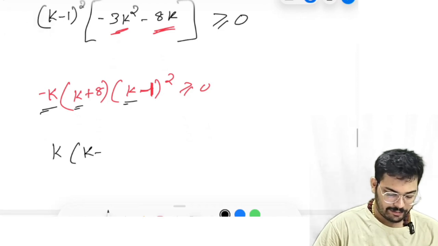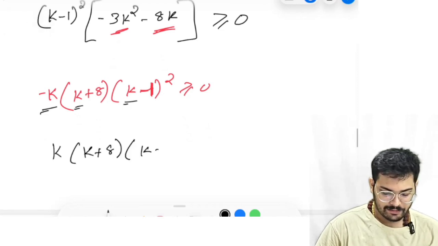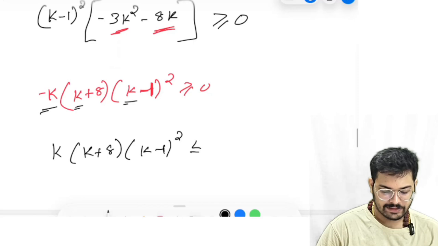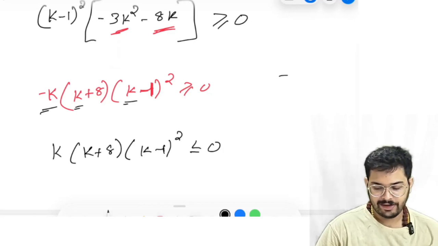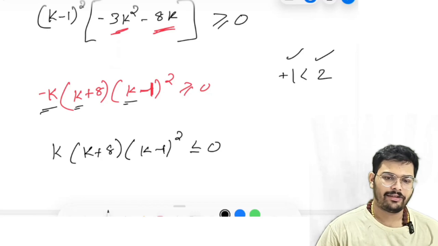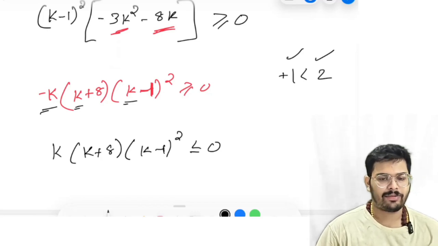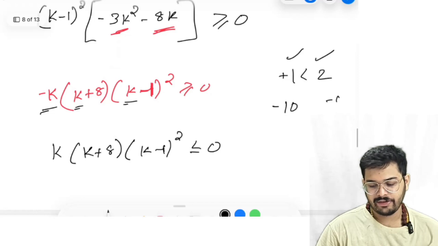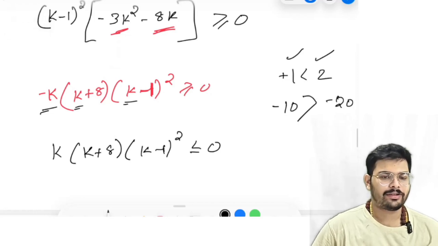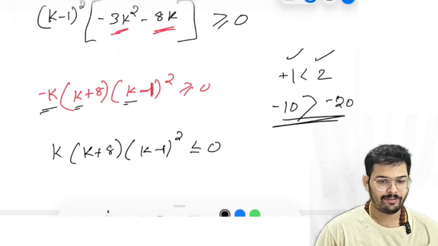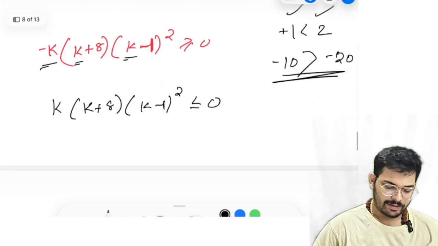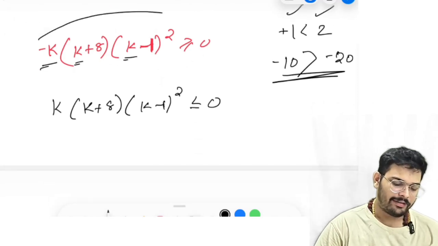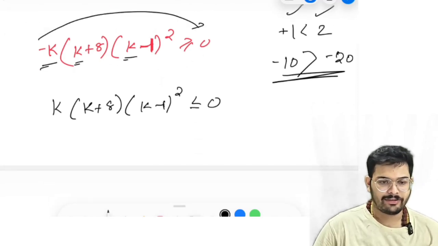Therefore our inequality will be reversed, less than or equal to 0. That means if 1 is less than 2, and you multiply or divide with a negative value, suppose you are multiplying with a negative value, let it be minus 10, so minus 10 and minus 20, the inequality always reverses, because the lower magnitude negative value will be the bigger one. In that perspective, whenever you multiply or divide with a negative value, your inequality should be reversed.